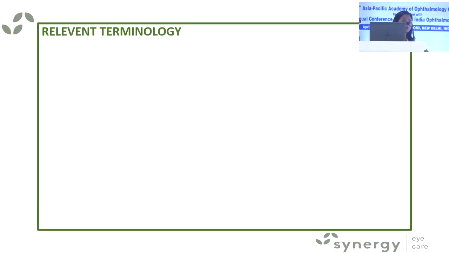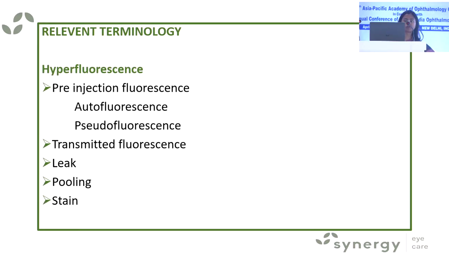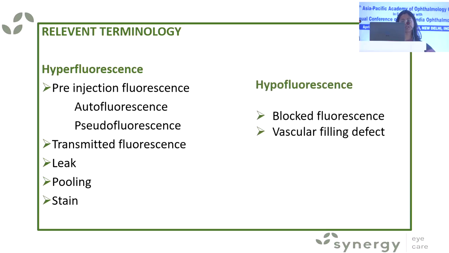So there are certain terminologies which are relevant for the FFA for describing an FFA image. Hyperfluorescence and hypofluorescence. Hyperfluorescence is an area of bright white area in the image, and hypofluorescence is a dark area in the image. Hyperfluorescence can again be seen either after injection, or it can be seen in pre-injection also. And the pre-injection fluorescence could be autofluorescence and pseudofluorescence. Other could be transmitted fluorescence, leak, pooling, and stain, as we will see the examples later.